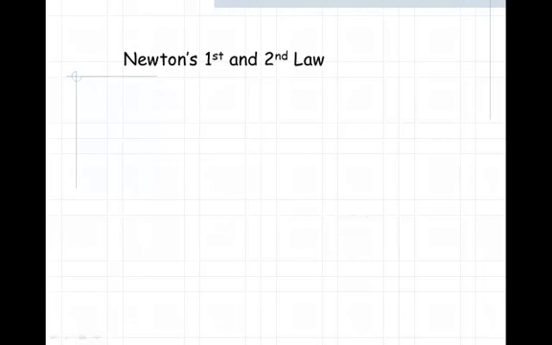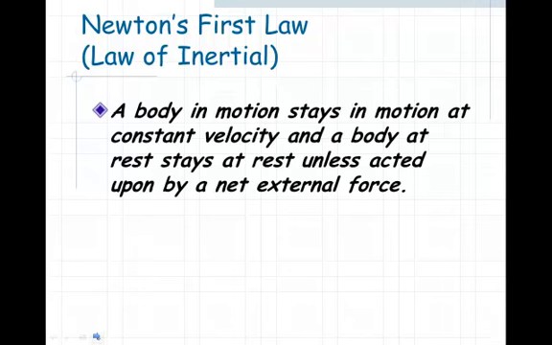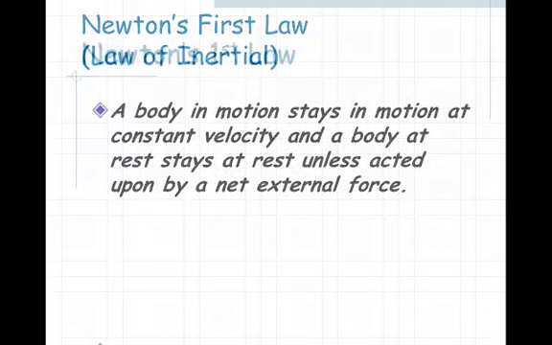Let's check out Newton's first law and Newton's second law. Newton's first law is sometimes called the law of inertia. It says a body in motion stays in motion at constant velocity, and a body at rest stays at rest unless acted upon by a net external force.